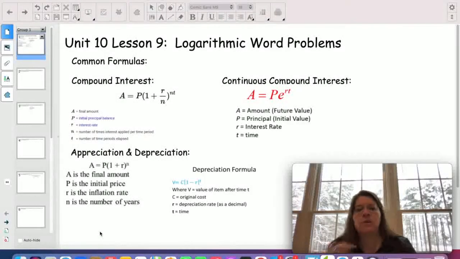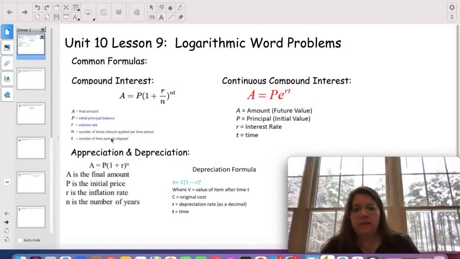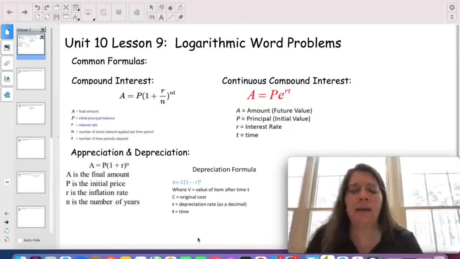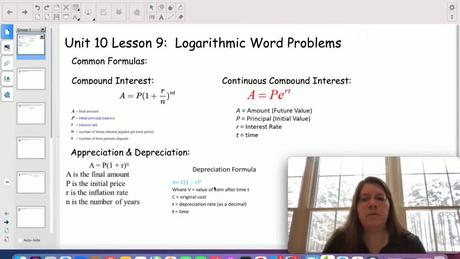Things like paintings would appreciate over time if they're from a famous artist. So, appreciation or depreciation, depending on what you're talking about, you would use one of these different formulas. With each of these formulas, I have given you what each of the variables represents, and you can get that information when you read the individual problems. The best way to learn this is to just do some examples. So that's what we're going to do.